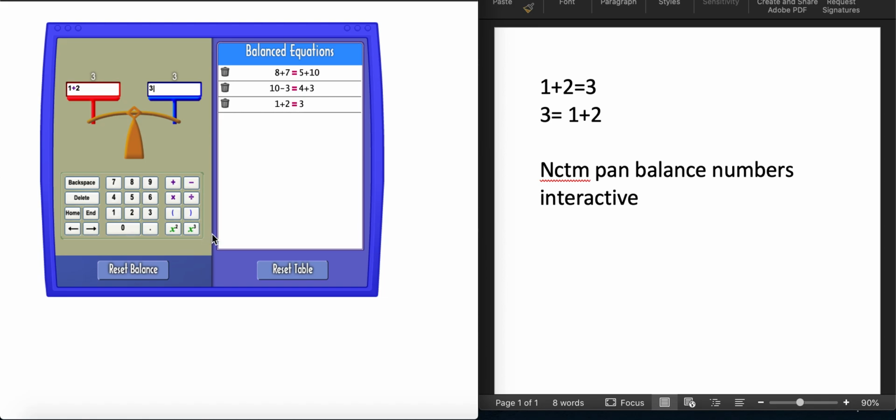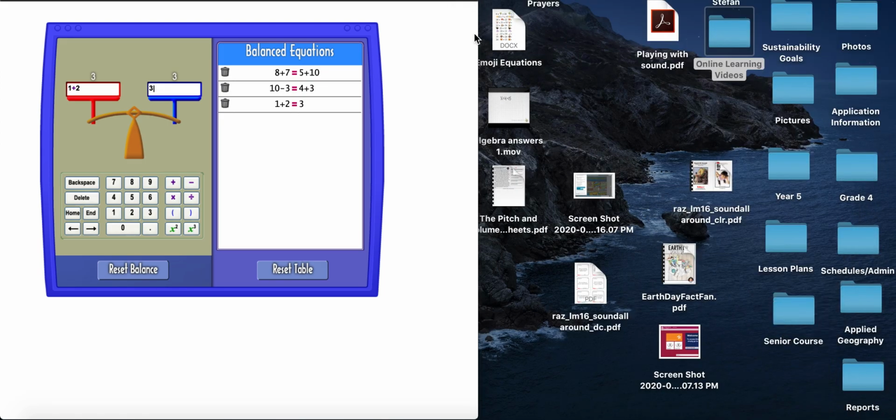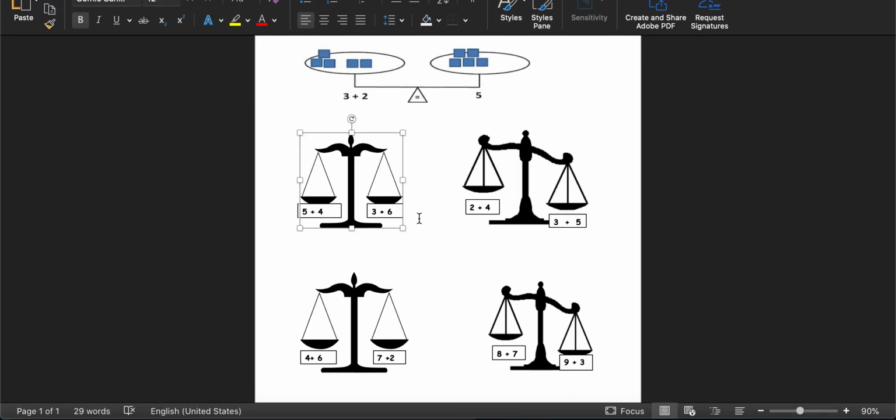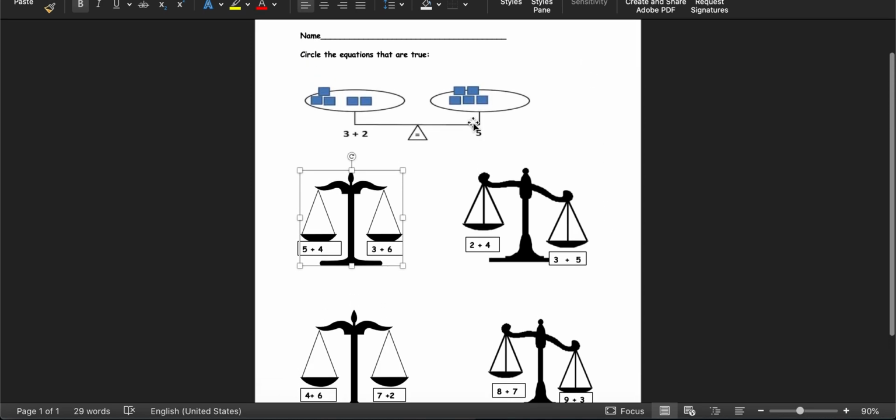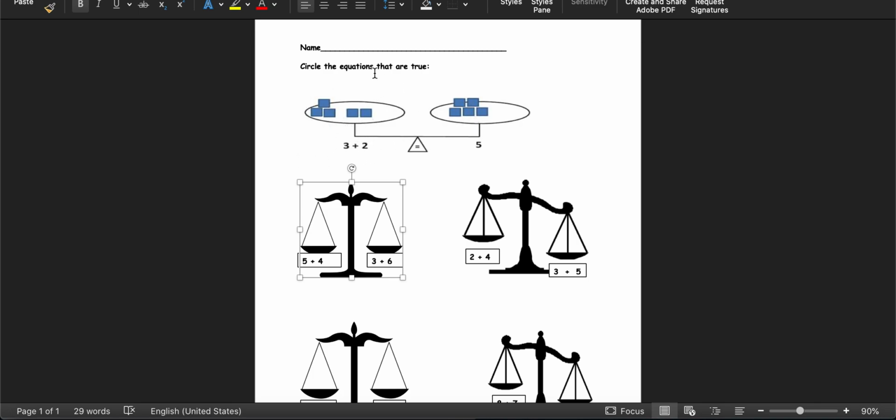Okay? So what you are going to be responsible for in your activity is you are going to be looking at some equations for me, some balance pan equations. So at the very top, you have an example. We have 3 plus 2 on this side, so 3 blocks plus another 2 blocks. And then on this side, we have a total of 5 blocks. So I know that this is equal. We can see that the 2 pans are in line with one another.